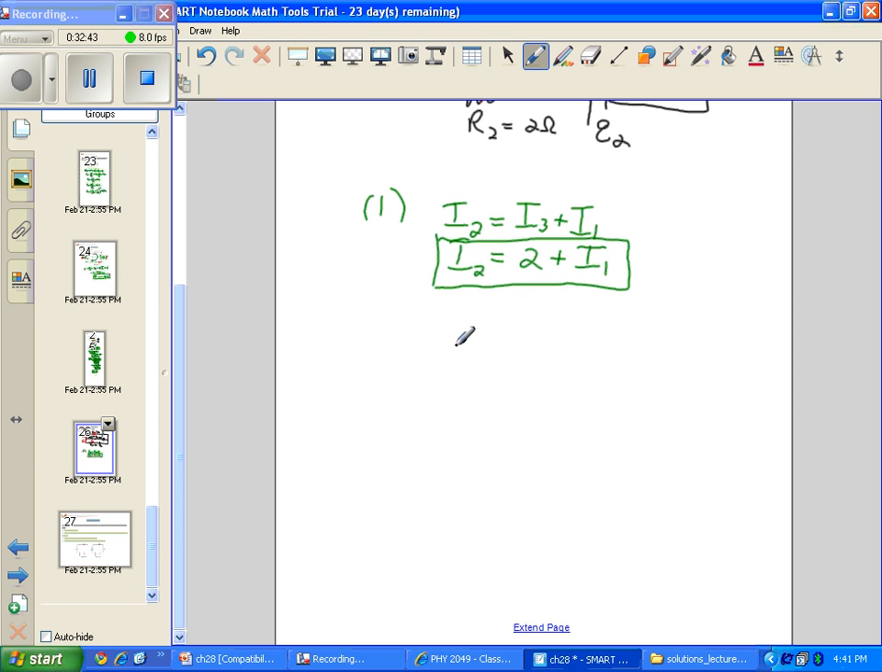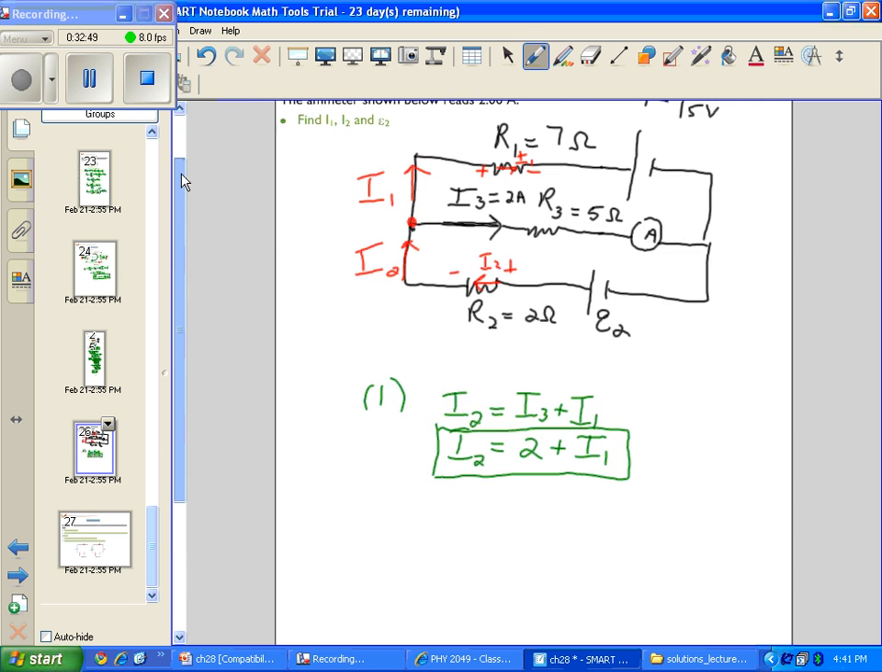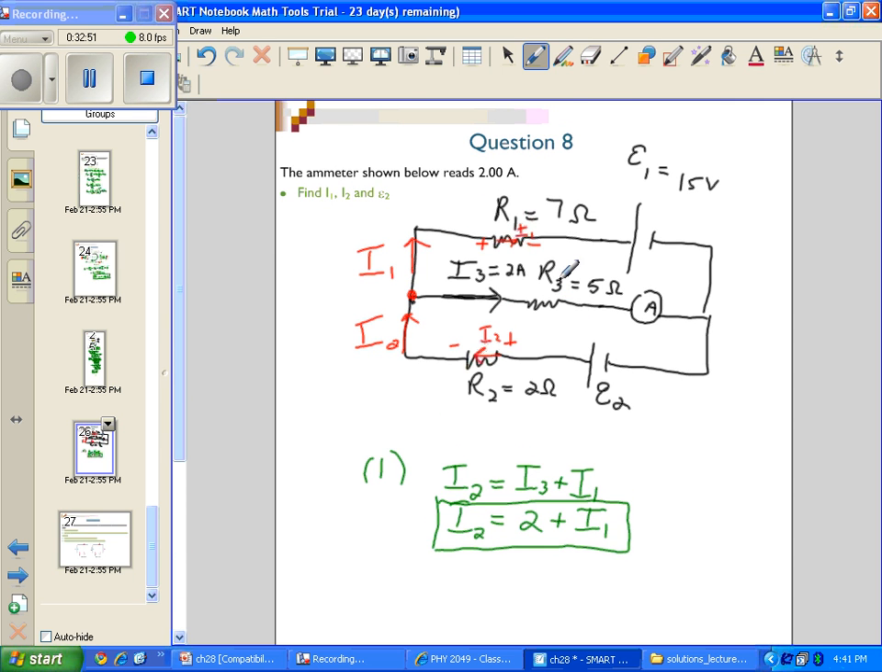Now, we need 2 more equations to solve for the remaining 2 unknowns, and so my question to you once again is, which way do you want to traverse the loops, and which loops do you want? Take 2 seconds to think it out. Okay, well, you do it your way and I will do it my way.